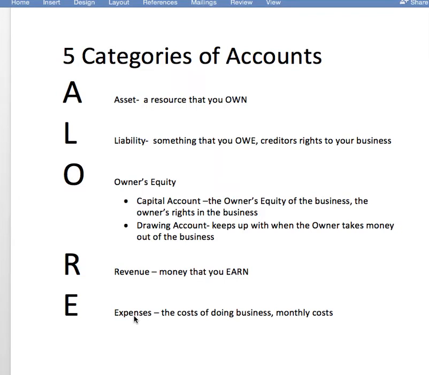Once you've learned these 5 account types, you'll be ready to learn about financial statements.